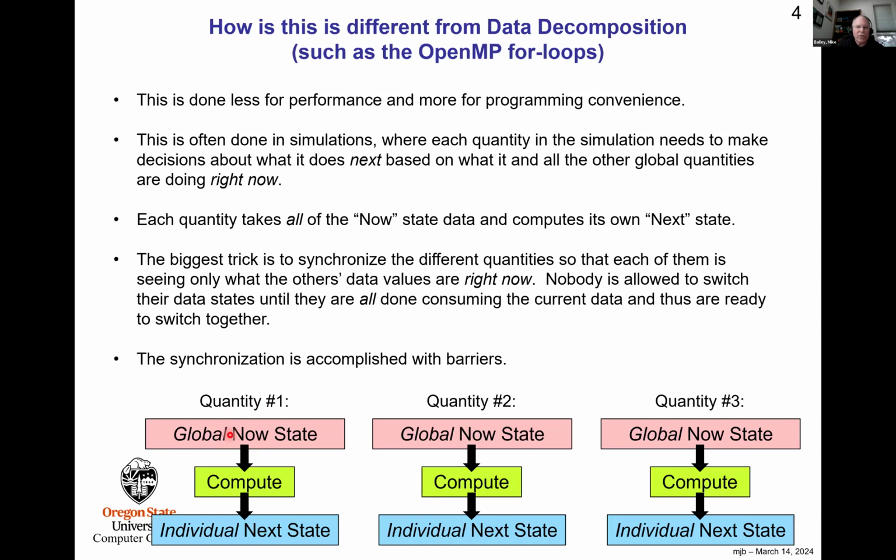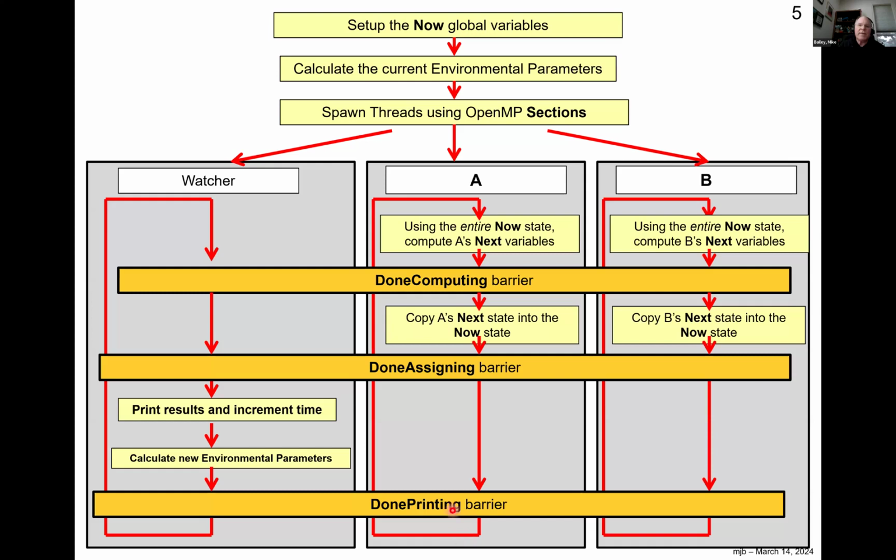Quantity one knows what its now state is. It does its own computing, and now it's got its individual next state, and so on. But again, nobody can write out to the global state. Nobody can overwrite the global state until everybody is done using it. Okay, so it really sort of works like this.